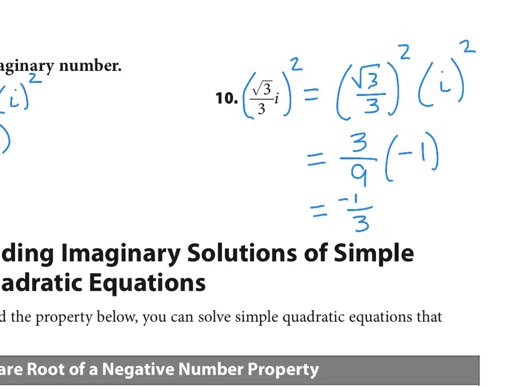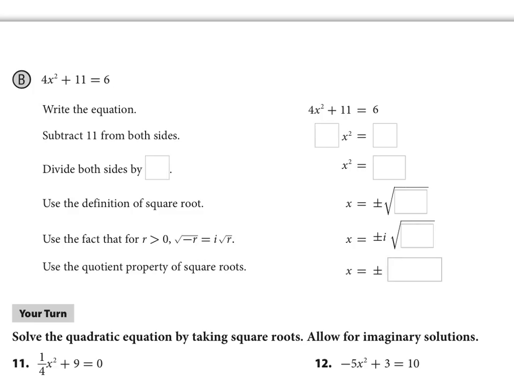Now that you know how to work with an imaginary number, let's look at how we use imaginary numbers when we're solving quadratic equations, and we're actually going to get imaginary solutions, not just real solutions. We're going to start with example B on the next page, on page 119. Here we have the equation 4x squared plus 11 equals 6. Of course we're going to start by subtracting 11 from both sides, which gives us negative 5 on the right side. Divide both sides by 4 and we get negative 5 over 4.